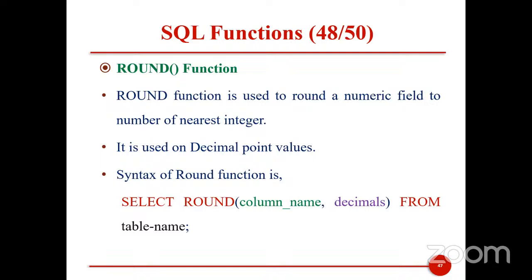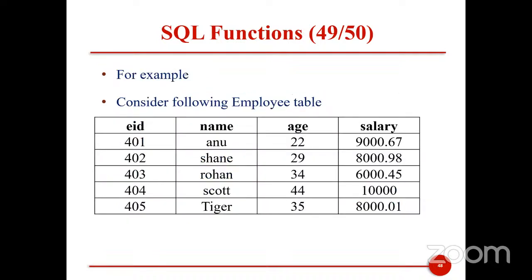The column, indicate the column where you want to round the decimal places. Then how many decimal places do you want to round to? 1, 2, 3, or whatever it is. Then you indicate the decimals. Then from where you indicate the table name. For example, we have a column called salary in this particular table. If you want to round these to 1 decimal place, then what will it do?